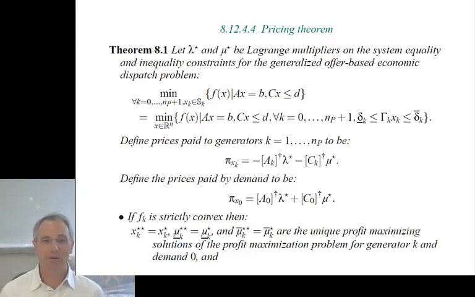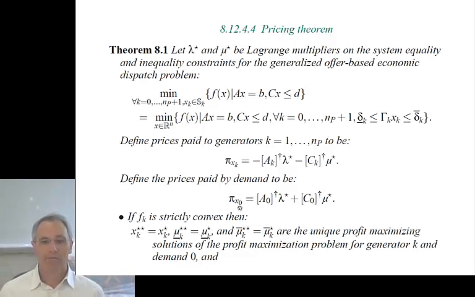So putting that together in a theorem, let lambda star and mu star be the Lagrange multipliers on the system equality and inequality constraints for our generalized offer-based economic dispatch problem. Let's extract those Lagrange multipliers and calculate a price vector, pi xk. That's the price paid to generator k equal 1 through np. Let it be equal to minus ak transpose lambda star minus ck transpose mu star. Define the prices paid by the demand to be a naught transpose lambda star plus c naught transpose mu star.